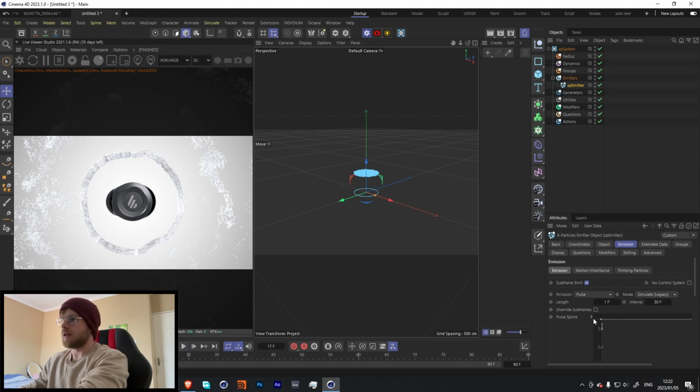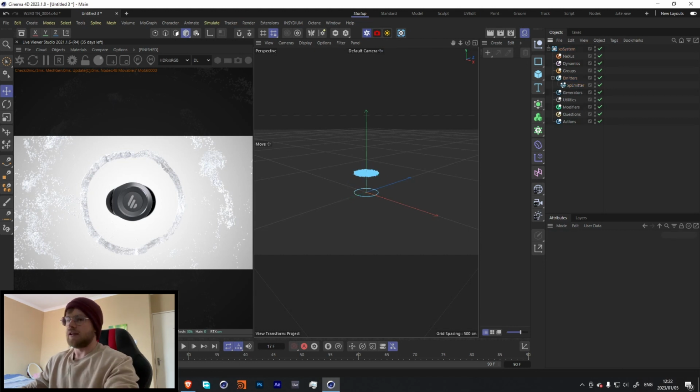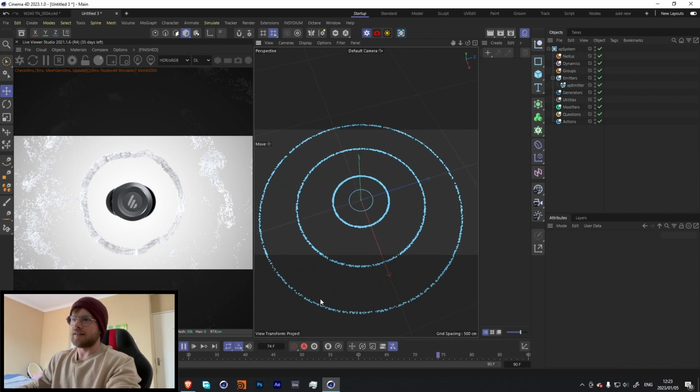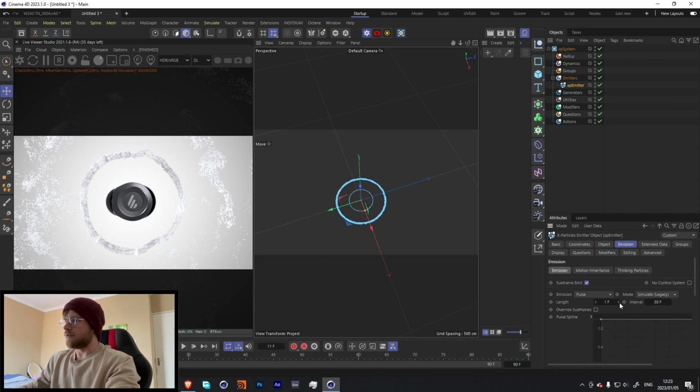So, we want it to go around the ring only, and we want the cone angle to be 90. The cone angle is kind of the angle at which it's going to shoot out the particles. So this is at zero, but if it's at 90, then it's all the way this way. Now if we do that, it shoots out from the side like that. Cool.